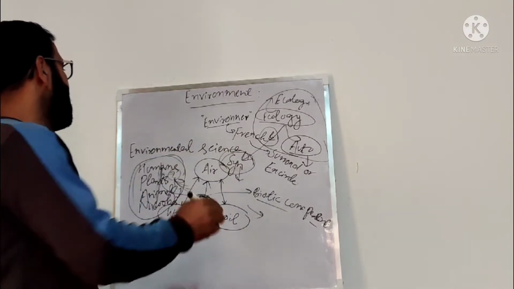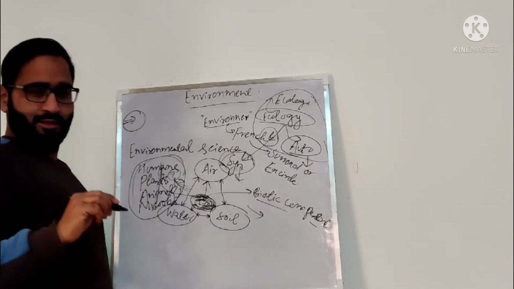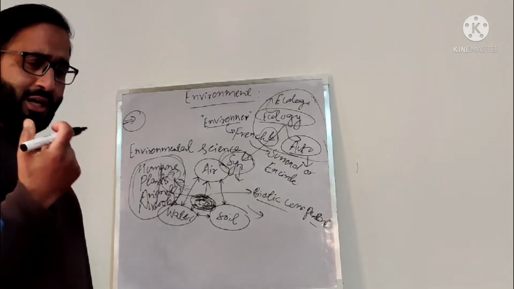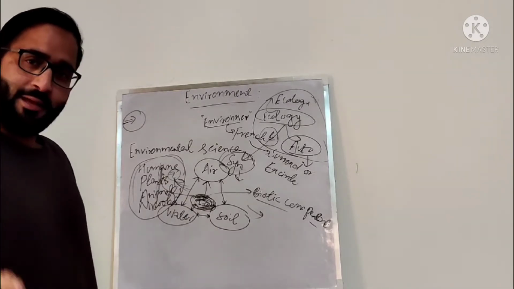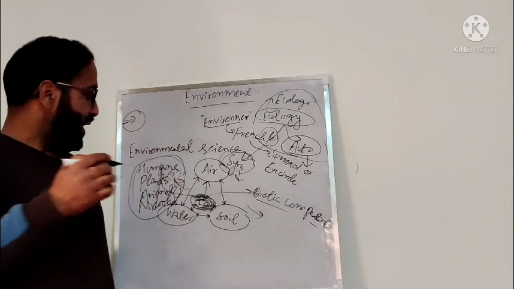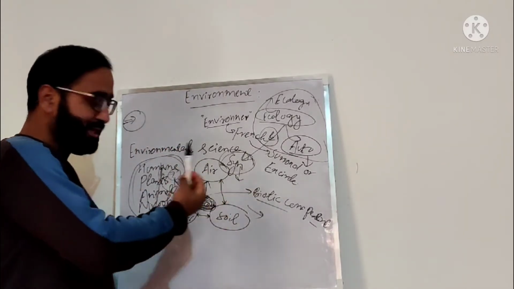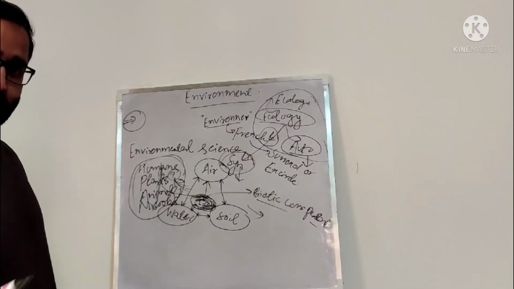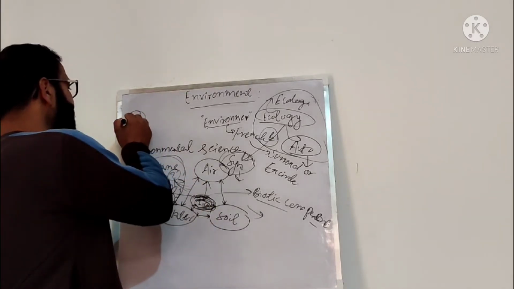So we can say environment is not just surrounding by some physical or biological components. Actually, environment is the sum total of all the physical and biological components and their interactions. So interactions are also included in the environment. So what is environment now?